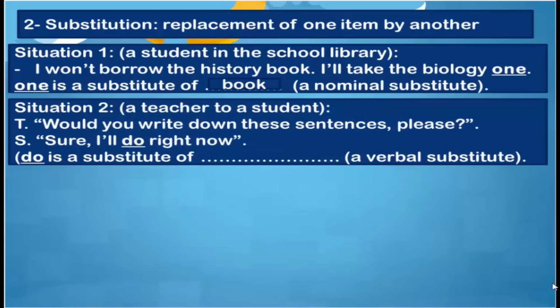The teacher says to the student, could you write down these sentences, please? The student says, sure, I'll do it right now. What is do a substitute of? Think of it. Write down is a phrasal verb. So this is a verbal substitute. Very good.